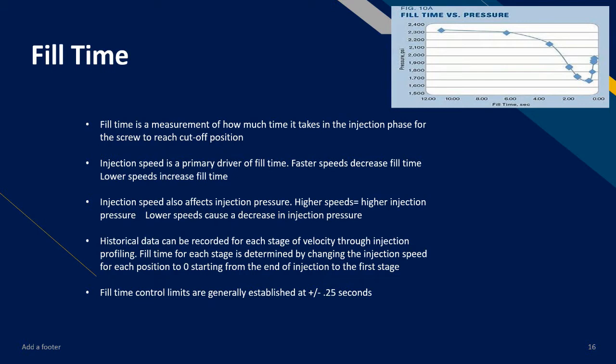Now, historical data can be recorded for each stage of velocity through injection profiling. Fill time for each stage is determined by changing the injection speed for each position to 0, starting from the end of injection to the first stage. Fill time control limits are generally established at plus or minus 0.25 seconds, or 0.5 for the entire window.